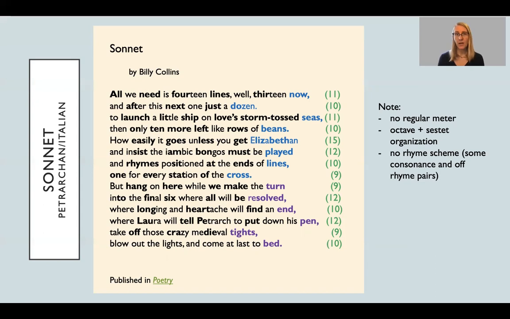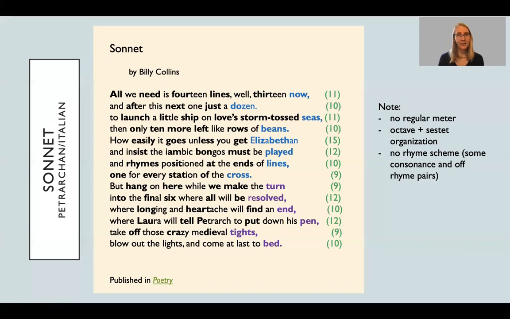So let's check this one out and see how it feels as we read it. All we need is 14 lines. Well, 13 now. And after this next one, just a dozen to launch a little ship on love's storm-tossed seas. Then only 10 more left, like rows of beans. How easily it goes unless you get Elizabethan and insist the iambic bongos must be played and rhymes positioned at the ends of lines, one for every station of the cross.